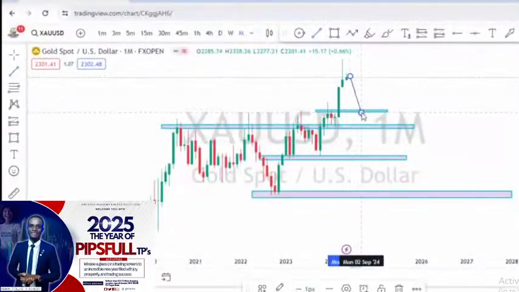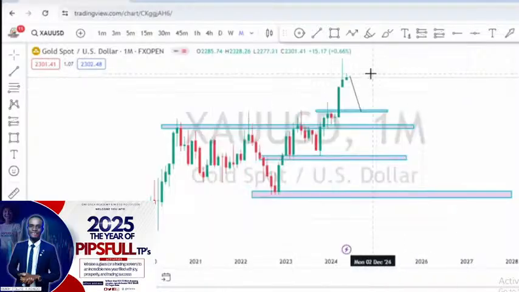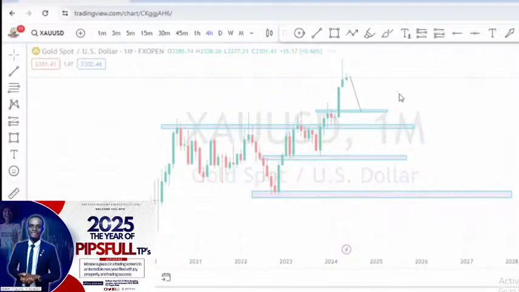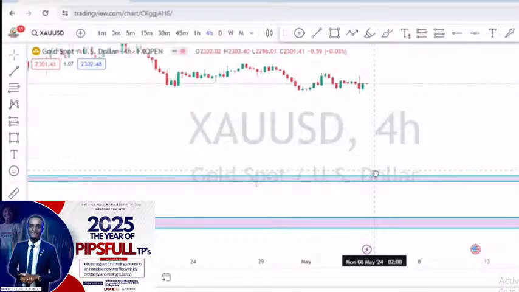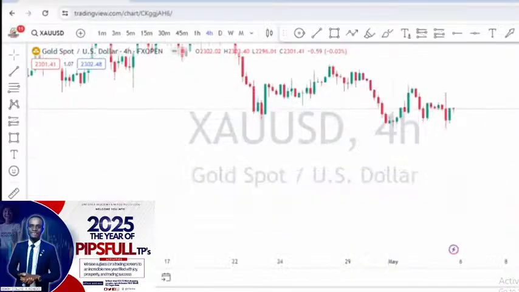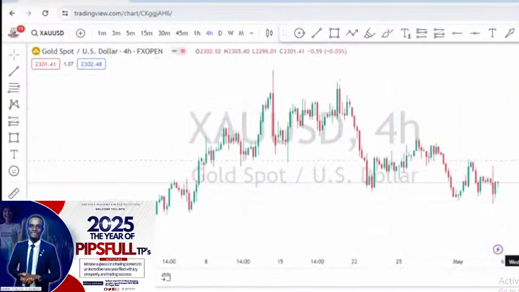So now we know it is a pullback we expect on monthly, but if you open your 4 hours now, we have the reversal pattern. Price has reversed to downtrend. The 4 hours is a downtrend, an original downtrend, a strong trend. Understand? And the market reversed with a tweezer top. This is a reversal pattern, a strong one for that matter.